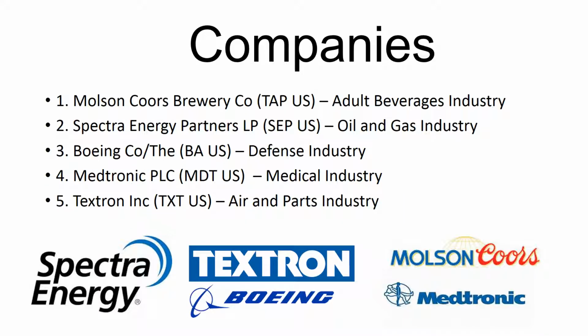In order to answer all three questions, we're going to be analyzing 5 different companies from 5 different industries with the help of different financial ratios, such as liquidity ratios, debt ratios, and profitability ratios. The 5 companies I decided to use for these presentations are Molson Coors Brewery from the adult beverage industry, Spectra Energy Partners from the oil and gas industry, Boeing Corporation from the defense industry, Medtronic plc from the medical industry, and Textron Inc. from air and parts industry.